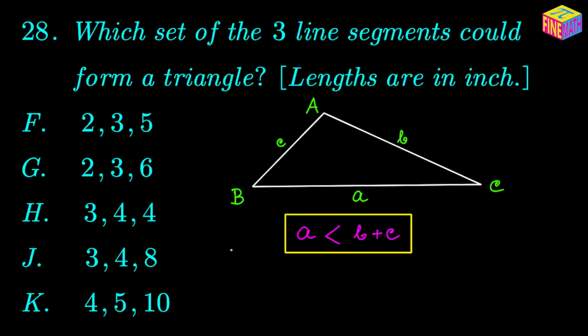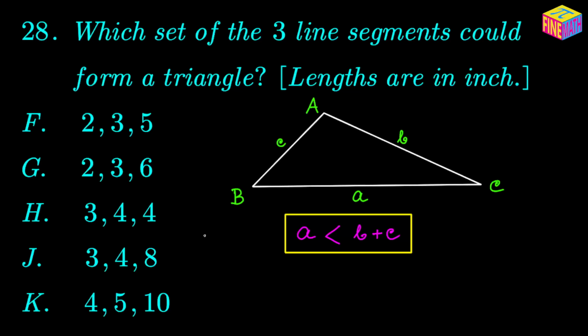Let's look at the second option. Here we have three line segments of 2, 3 and 6 units. The largest one is 6, and the sum of the other two, 2 plus 3, is 5. Here the largest side is greater than the sum of the other two sides. So that will also not work, because according to the triangle inequality, the largest side has to be less than the sum of the smaller two sides. So option 2 will also not work.